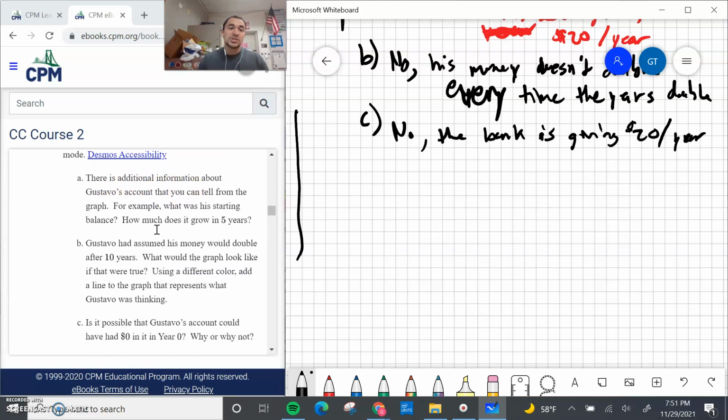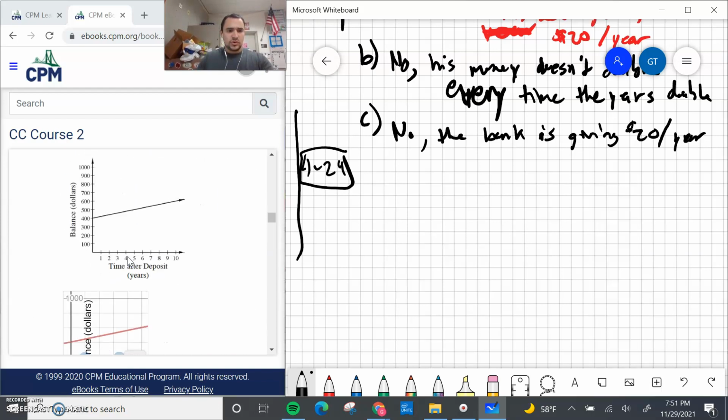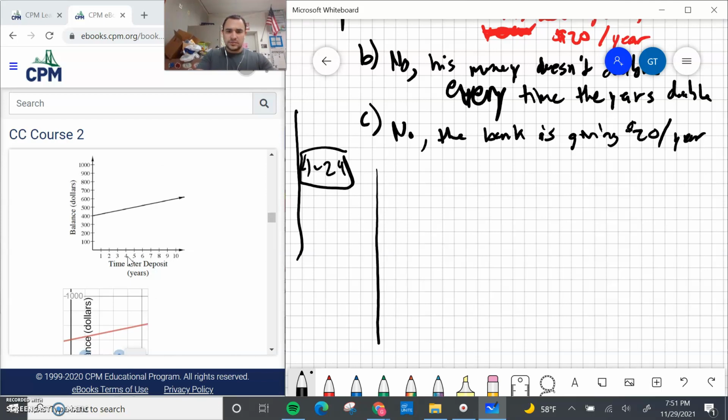For example, what was his starting balance and how much? So let's go ahead and put this in: 424. Was it 424? Yep, 424. We're going to copy this graph down. I'm going to make this a little bit bigger, and I'm going to delete this.